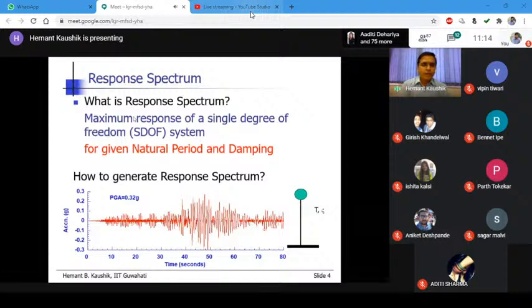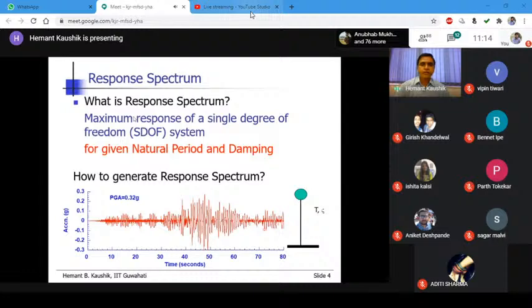Now let us start with the response spectrum. So yesterday I told you that this has two words. One is response, so obviously we are talking about the response of the structure, and the second word is spectrum. That means it covers a lot of numbers, a lot of points, a lot of range. So it shows you the entire spectrum of the response.